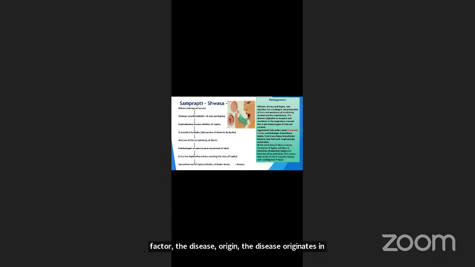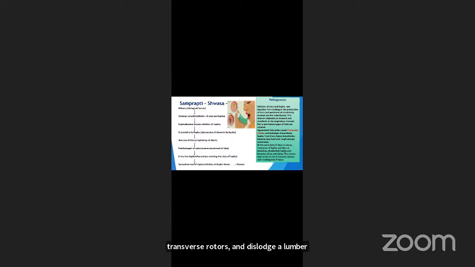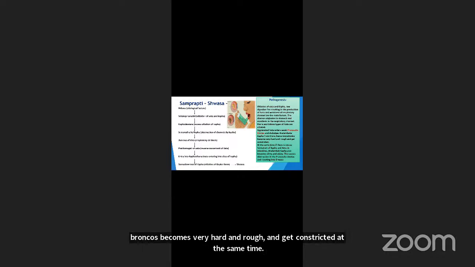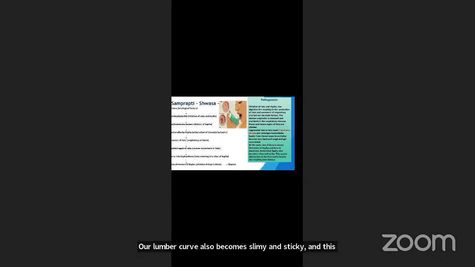Pran and Udan types of Vat are vitiated. Aggravated Vat enters the weak Pranvah Srotas and dislodges the avalambak kapha from there. Hence, the bronchioles become very hard and rough and get constricted. At the same time, if there is excess formation of kapha and aam in the intestine, the avalambak kapha also becomes slimy and sticky, and this causes obstruction in the Pranvah Srotas, resulting in shwas.